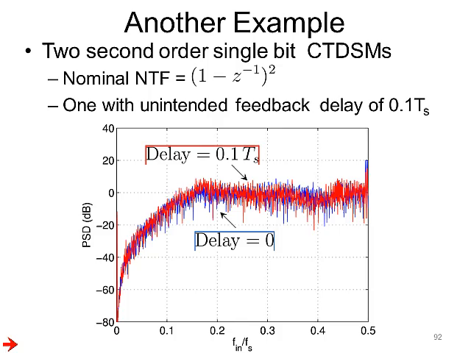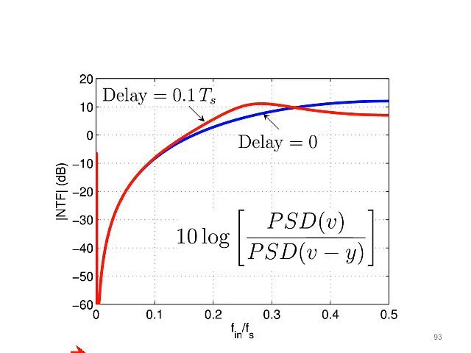However, the moment I plot PSD of V by PSD of V minus Y, you can see that the modulator with an extra delay definitely shows a peaking in the noise transfer function, which makes sense because of the excess delay, right? And so therefore, this is a nice way of figuring out if your modulator is doing the right thing.